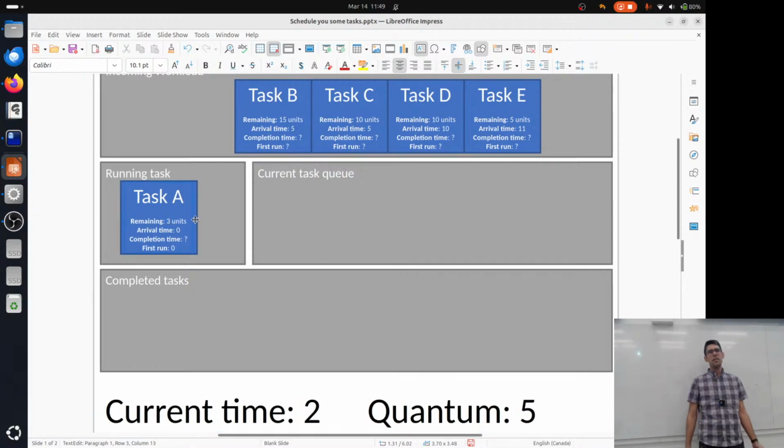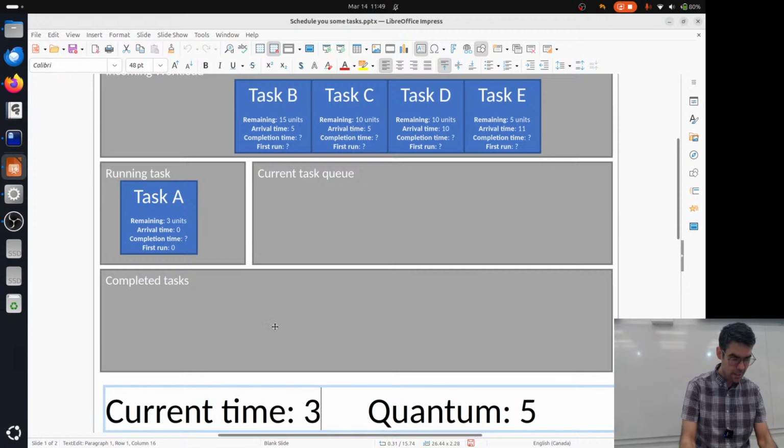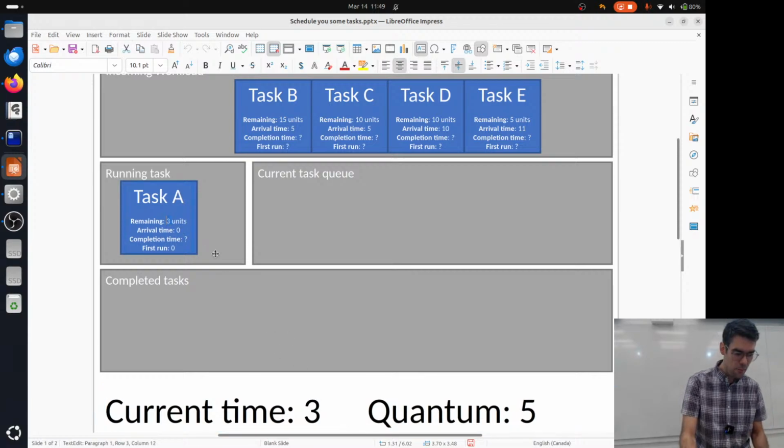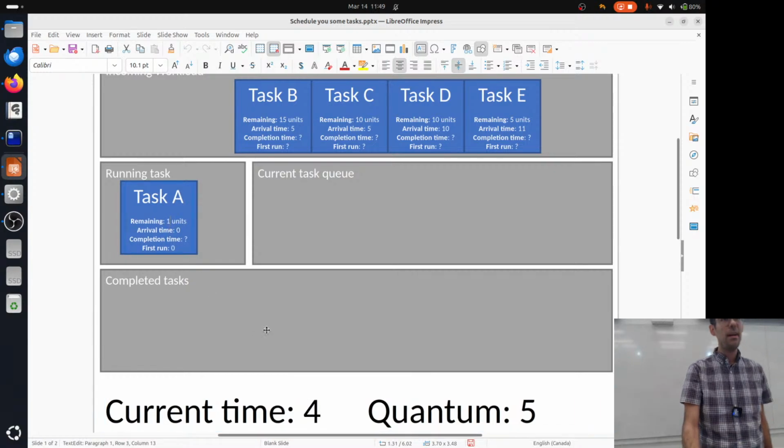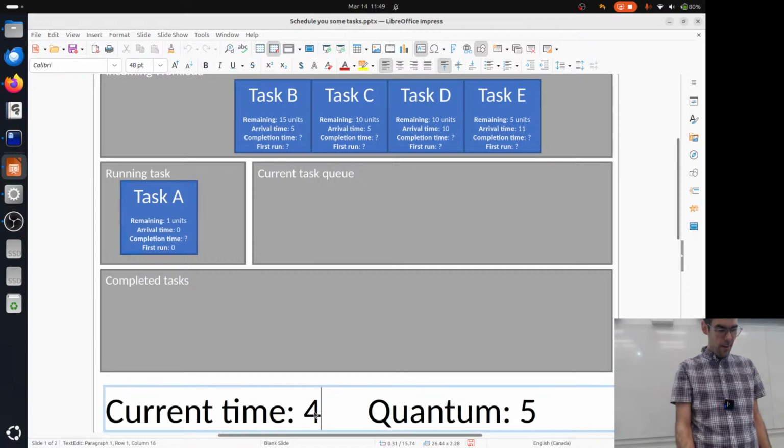Now there's only 3 units of time left. Okay? We're good? Okay, now it's time 3. And I'm just going to keep doing this. Now there's only 2 units of time left. Now it's time 4. Now there's only 1 unit of time left. All right. Now it's time 5.